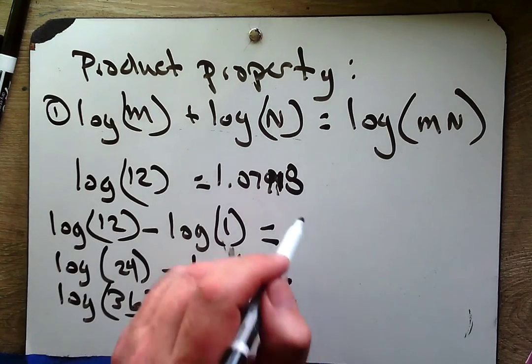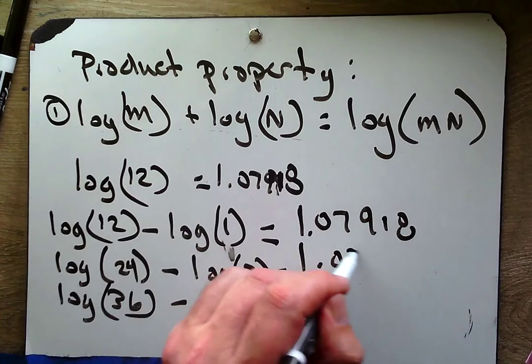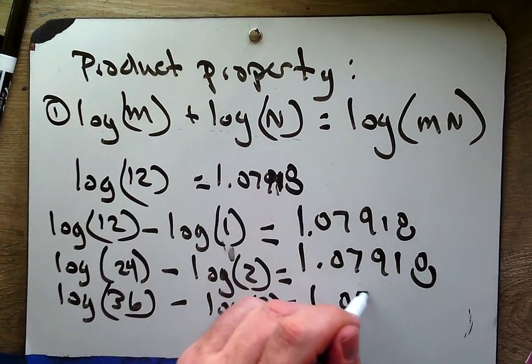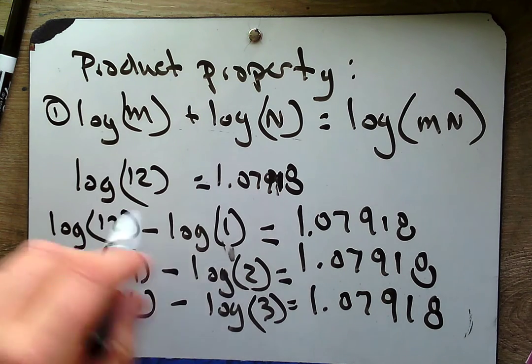I know, right? 1.07918. Unless you round it along the way, which you're not supposed to do, in which case you get numbers close to these, but not exactly these. So what's happening here?